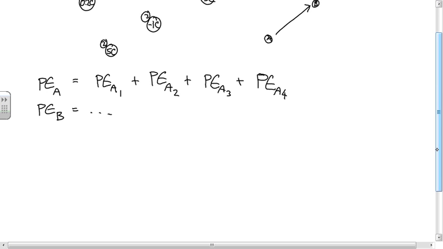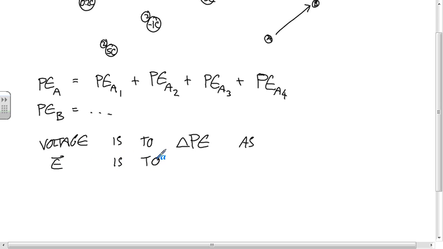Okay, so now, the moment we've all been waiting for, voltage. So voltage is to change in potential energy as the electric field vector is to the force vector. That might come up on the SATs. Oh, okay, shoot. I should have told you earlier.